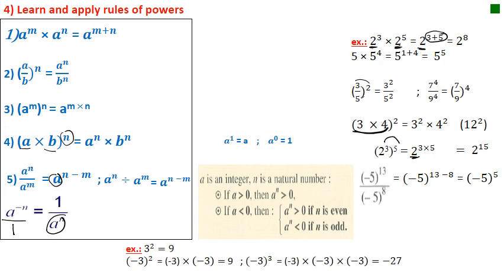Now if we have a negative base, suppose for example we have negative 3, all of it squared. Here we look at the exponent. If it's odd, like 3 for example, my answer should be negative. If it's even, my answer should be positive.